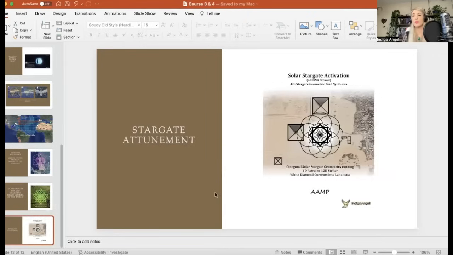So the last thing we're going to do is a solar Stargate activation. So this is a gridworking skill building visualization. This is the 4th Stargate geometric grid synthesis. So for this visualization, we're going to be working with the higher geometrical codes of the sun. We're going to run 40 astral to 12D stellar diamond currents from the planetary geometric grid to and from the sun, to and from our biology, and then interconnected to the Giza pyramids to synthesize our consciousness field and focus in with the remote viewing and the bilocation abilities.